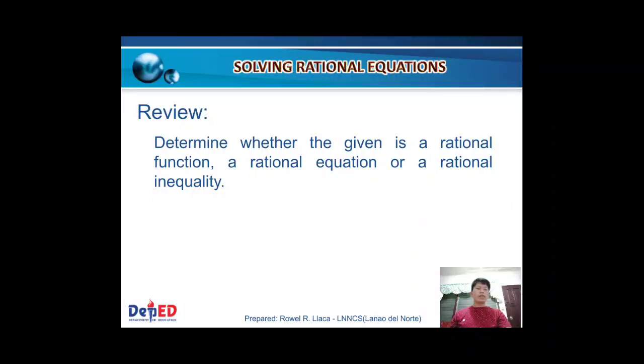Determine whether the given is a rational function, a rational equation, or a rational inequality. Number 1. F of x equals 5x cubed minus 2x plus 1. What do you call this one? Rational function. Very good.